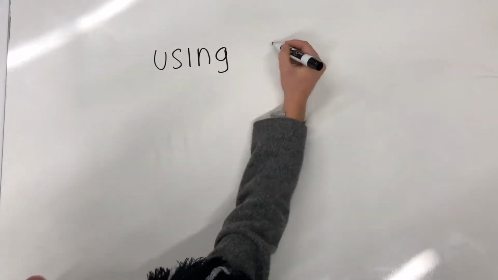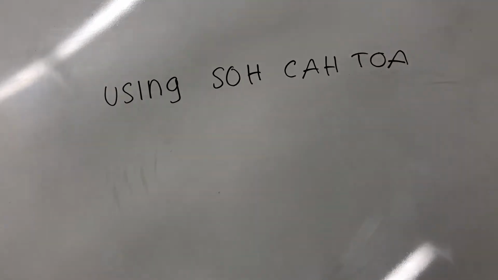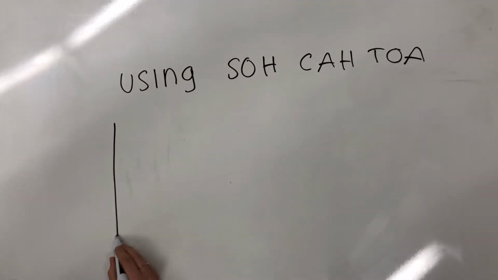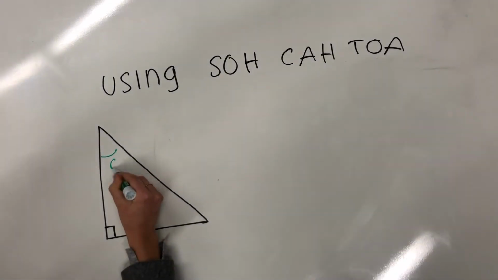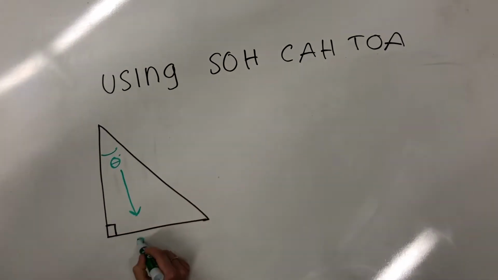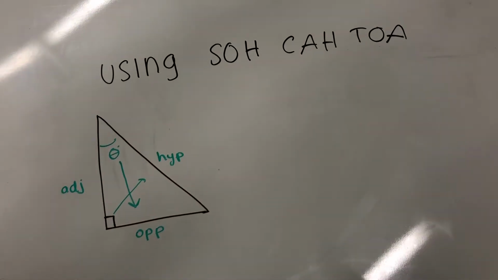Now that we know what SOHCAHTOA is, let's put it in play. When you're given a right triangle, you have to label the sides according to the angle. Opposite from the angle is the opposite, next to it is adjacent, and across from the right angle is the hypotenuse. These tools will help us with our first problem.